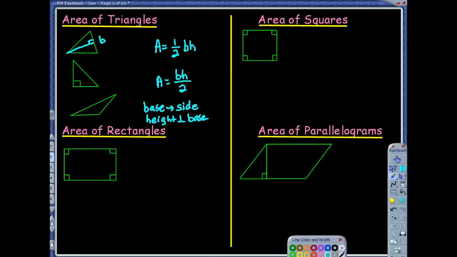Now, in a right triangle, this one's kind of unique. If I told you, let's say this is the base, then the height would be that bottom side. It's the other leg of that right triangle.